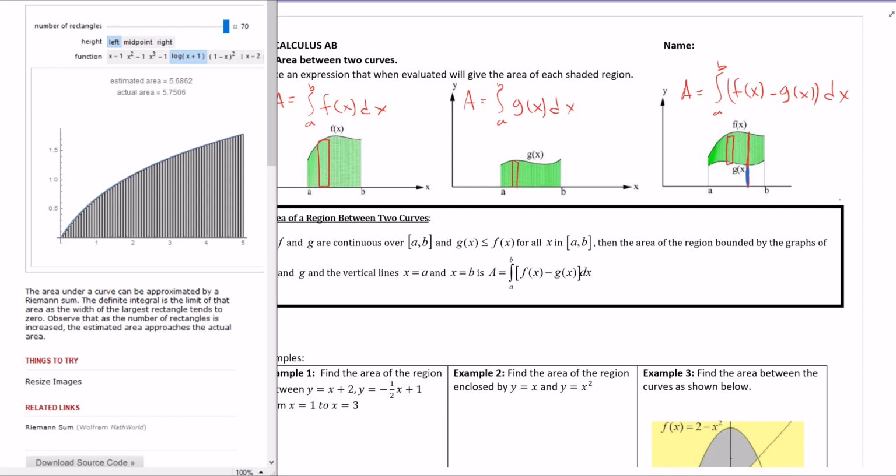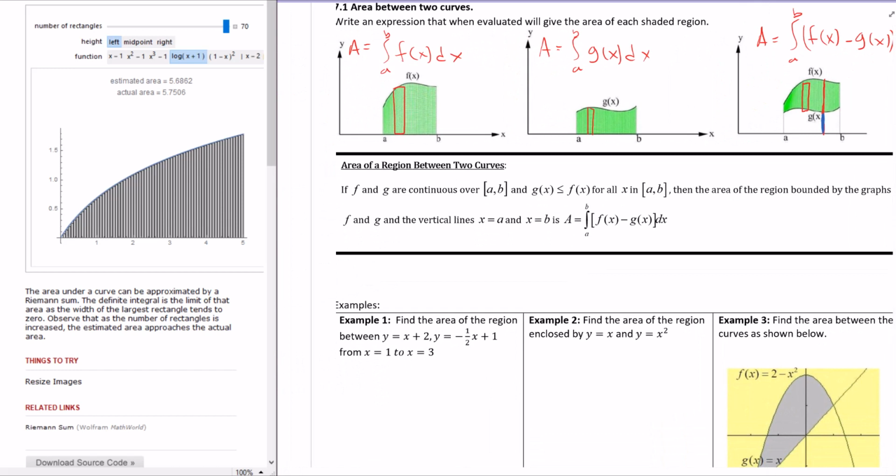And so basically that's what this says here: the area of a region between two curves. There are some conditions. We don't have to worry about this too much, but they must be continuous. G of x must be less than f of x, which just means g of x is below f of x. And if that's true, then the region bounded by the graphs between the vertical lines x equals a and x equals b, which is just those left and right hand limits, is equal to the integral from a to b of f of x minus g of x.